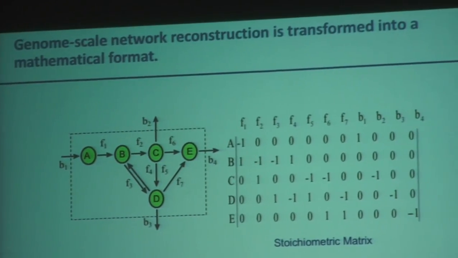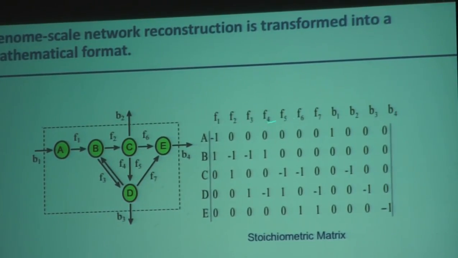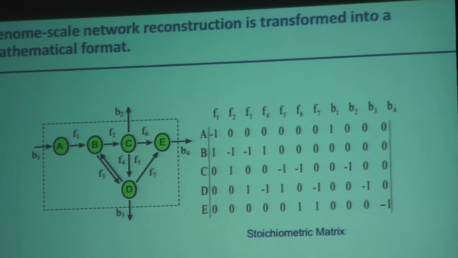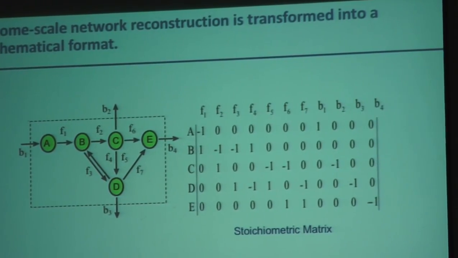So when we're developing these constraint-based models, the first thing we do is reconstruct the network, and then we formulate it in a mathematical formalism called a stoichiometric matrix. In the stoichiometric matrix, each one of the rows is one of the metabolites in the network, and each one of the columns represents one of the reactions that affect the different metabolites. As I said earlier, each one of these requires an objective.